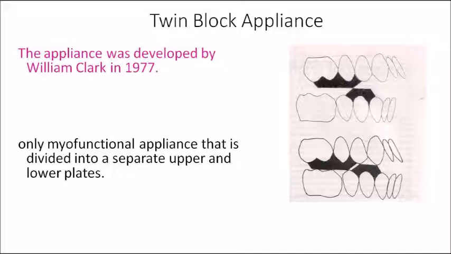Now, one of the most popular or well accepted myofunctional appliances is the twin block appliance, which was developed by William Clark in 1977. So this is the only myofunctional appliance which is separated into an upper and lower block. That is one of the reasons why this was well received by the patients as well as the practitioners, and it's much popular usage. So you can see the picture. It shows a twin block appliance which has upper and lower bite planes having an inclination. At the point of contact between the upper and lower bite blocks, there is an inclined plane. So this inclined plane is the fundamental mechanism by which a twin block appliance is acting.